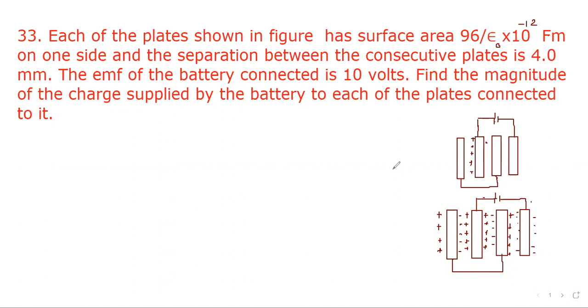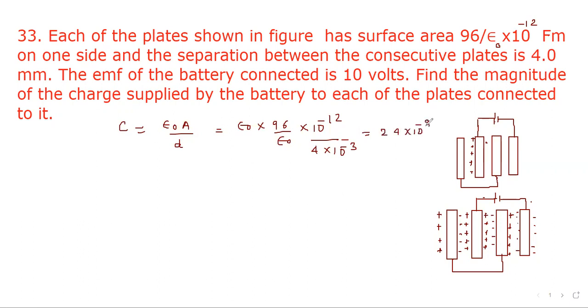Now we can find the capacitance of one capacitor. So C is equal to epsilon naught A divided by d. So epsilon naught, area is given as 96 divided by epsilon naught into 10 to the power minus 12, divided by d, separation 4 millimeter, 4 into 10 to the power minus 3. So this will give 24 into 10 to the power minus 9 farad.